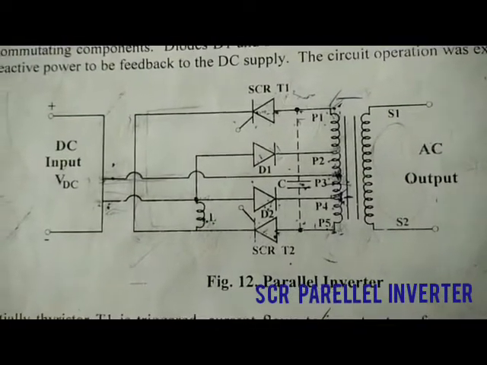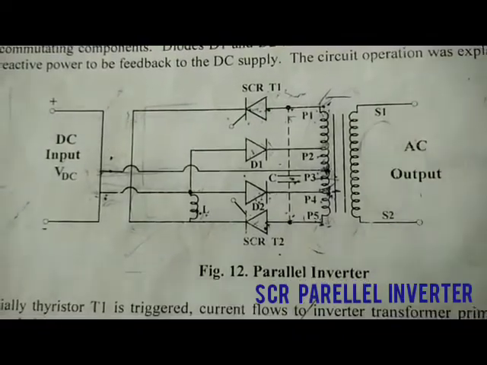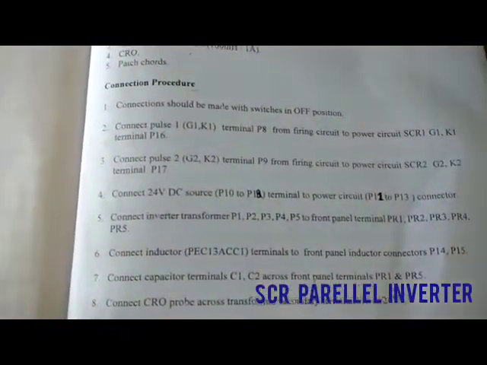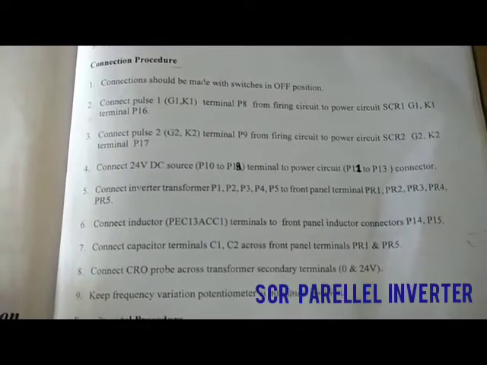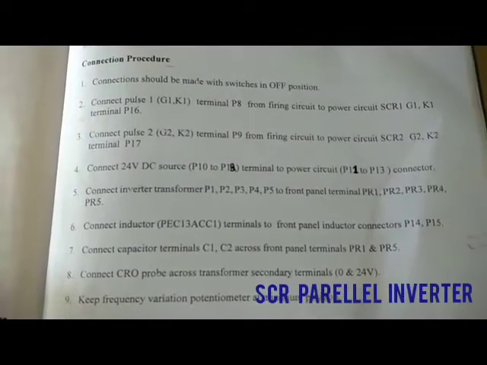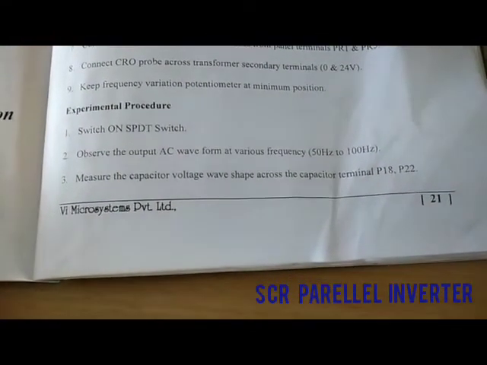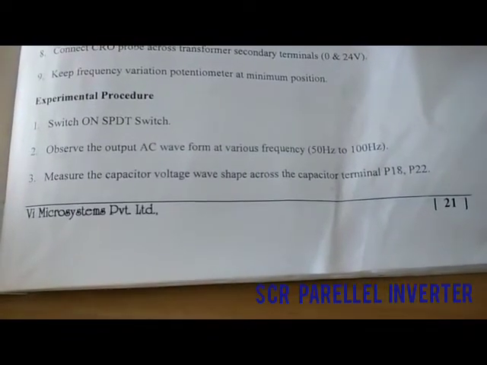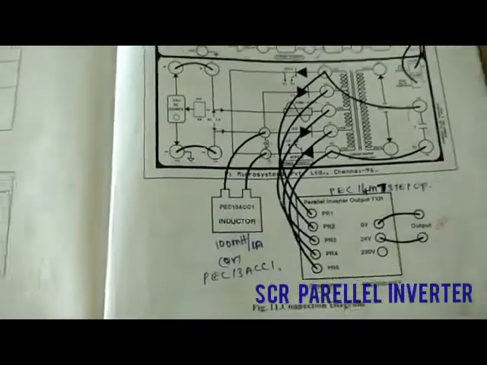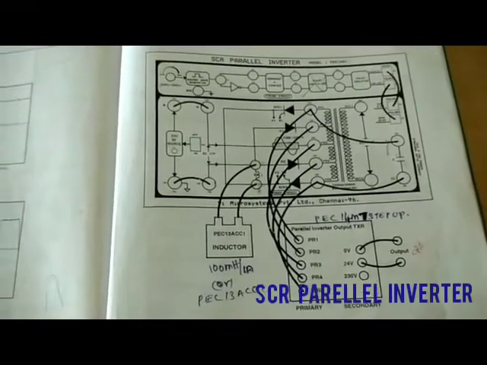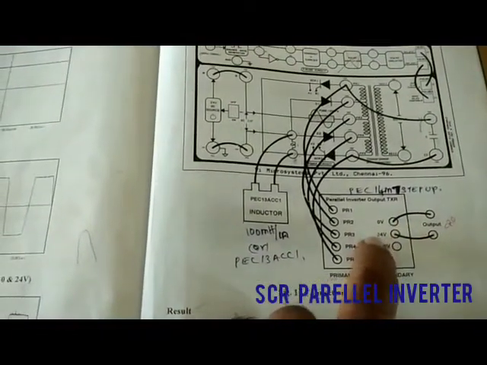And this is the circuit diagram for the parallel inverter. You can see the circuit diagram. And this is the connection procedure. You can see the connection procedure of the kit. And this is the experimental procedure of the kit. And they have given a picture of how to connect the SCR parallel kit. This is the inductor, this is the transformer, the output is 0 to 24 AC output.